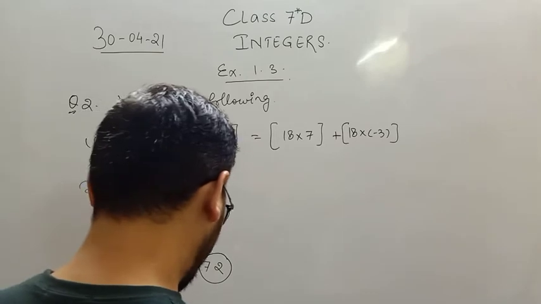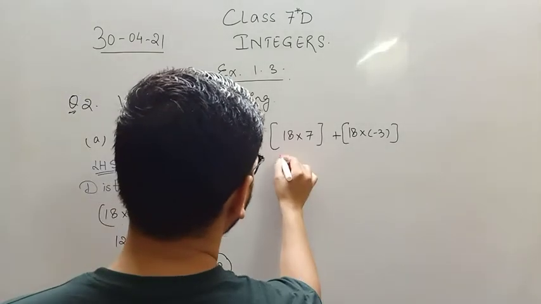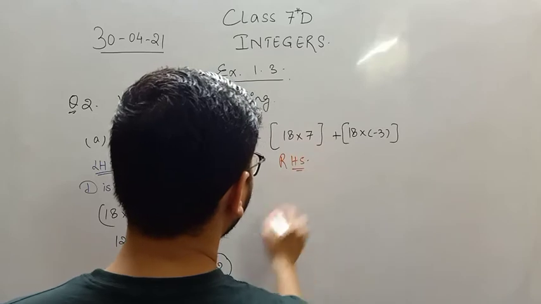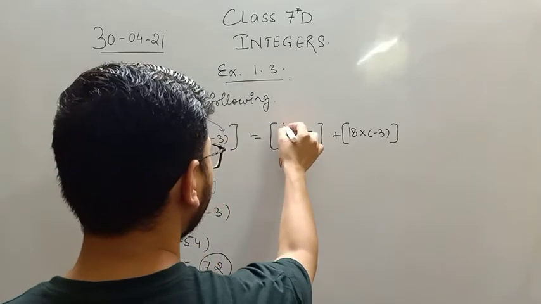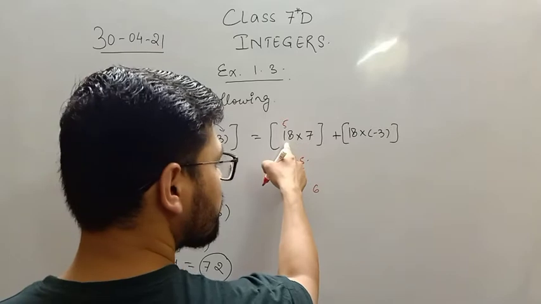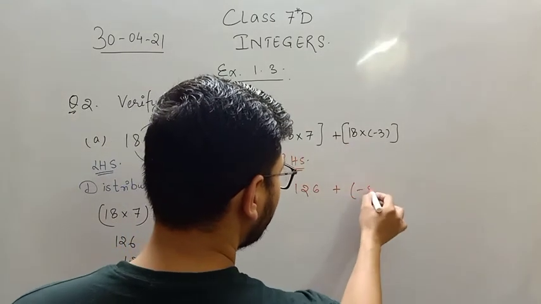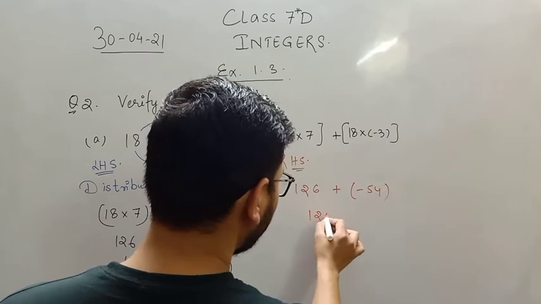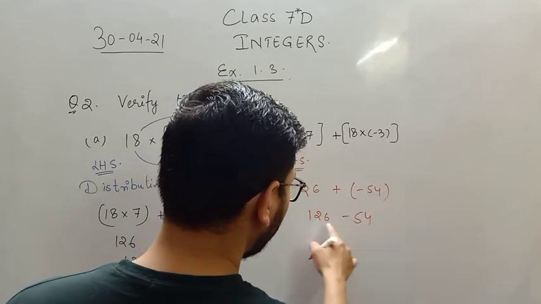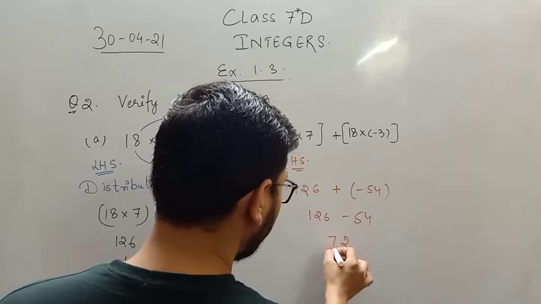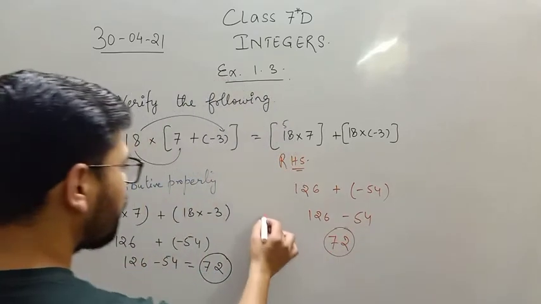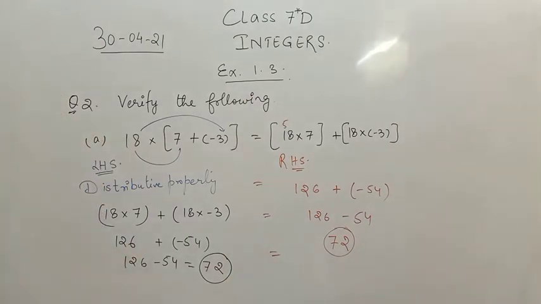Now solve RHS. 18 into 7, 7 8s are 56, 7 1s are 7 plus 5 is 12, plus 18 3s are 54, 126 plus minus minus 54, 6 minus 4, 2, 12 minus 5, 7, 72. So here LHS is equal to RHS. So this is verified that these two expressions are the same. Okay, please note it down fast. Part B is your homework.